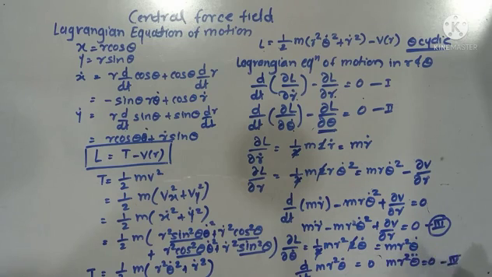I can write this as equation 4, which is the Lagrangian equation of motion in theta for the central force field. And we are going to use these Lagrangian equations of motion to calculate the angular momentum, total energy, and the initial position vector, or the initial displacement vector. Thus we are going to calculate all the required terms for the central force field by using these Lagrangian equations of motion.